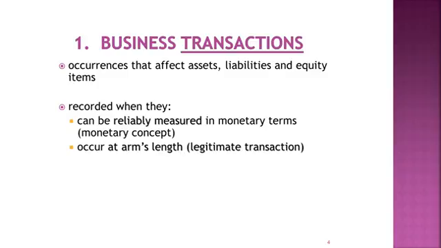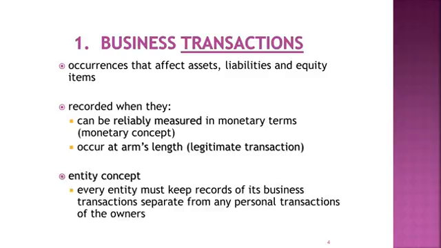The second criteria for recognition or recording is that they occur at arm's length. So they are a legitimate transaction. So an example would be if a business goes to Officeworks and buys stationery. Okay, they know how much they've spent because we can reliably measure it because they will add up at the register, and it occurs at arm's length. The business is not associated with Officeworks.